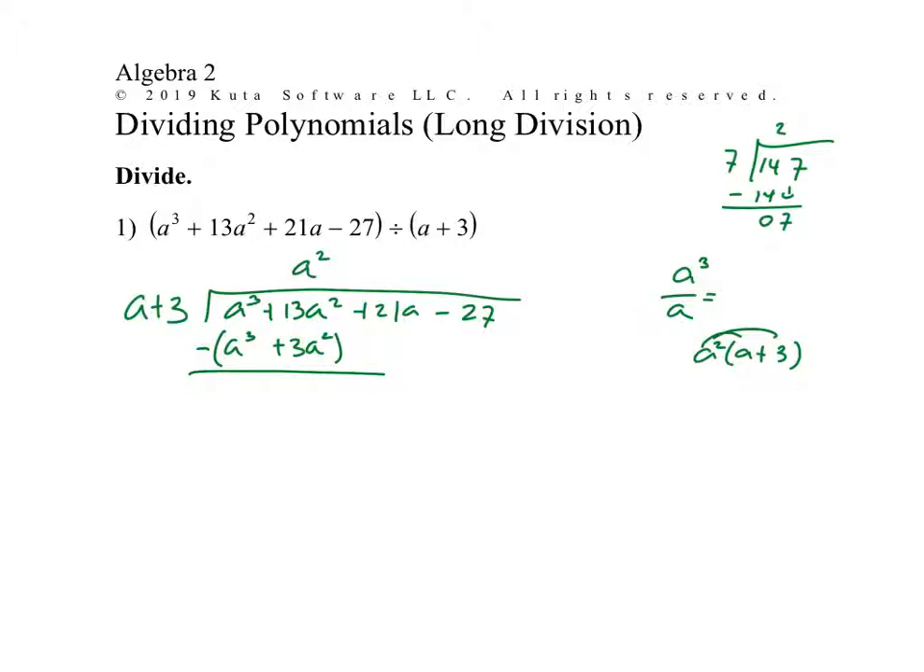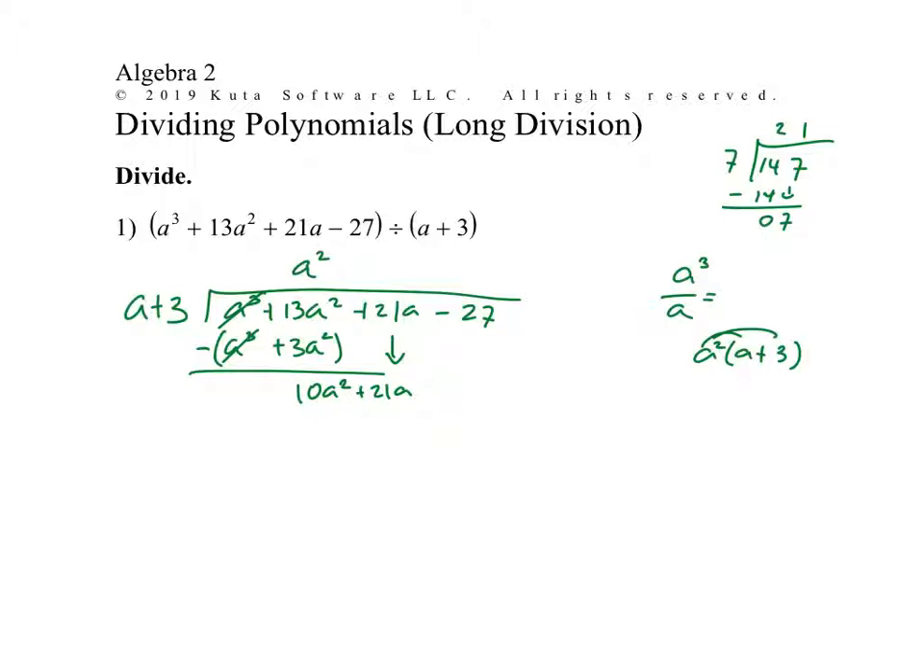So I have a cubed minus a cubed. That should cancel out. Now 13a squared minus 3a squared, so I'm going to have 10a squared. Now I'm going to bring down that 21a. The same way over here, if I divide, and now I'm going to divide this one, 7 divided by 7, so I got that 1 over here.